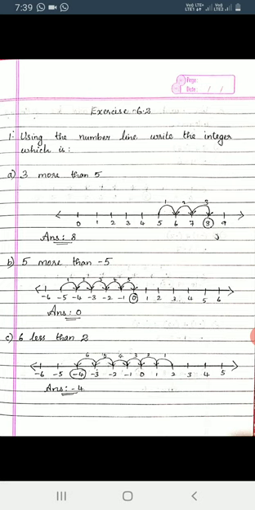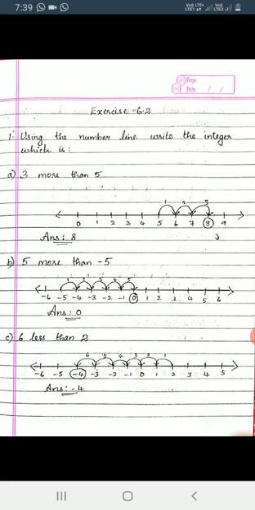From there, 5 more than. More than means which side should we move? We should move towards the right side. So from minus 5, how many jumps? 5 jumps. So 1, 2, 3, 4, 5. When I jump 5 times, where do I reach? I reach the number 0 on the right side. So our answer is 0. 5 more than minus 5 is 0.